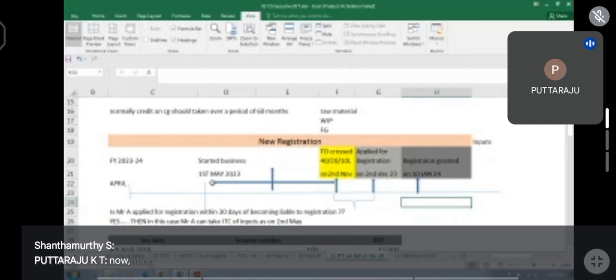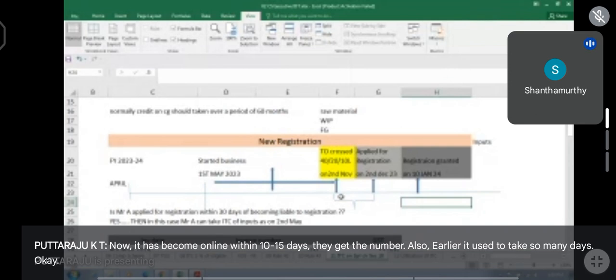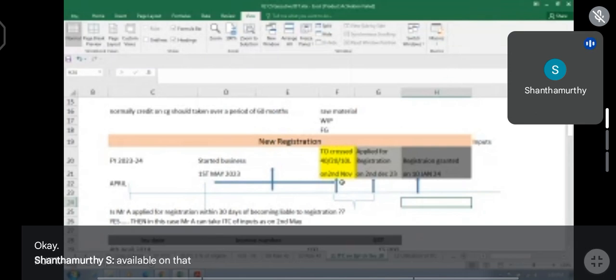Now it has become online. Within 10-15 days, they get the number also. Earlier, it used to take so many days. Okay. Whatever is the stock that is available on that, whatever is available.